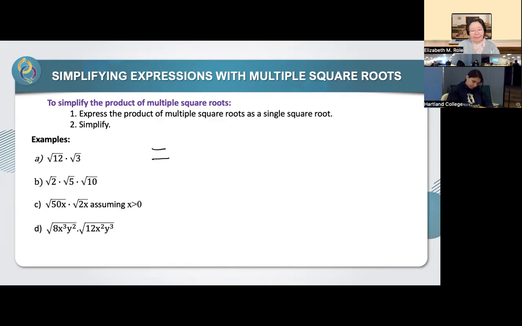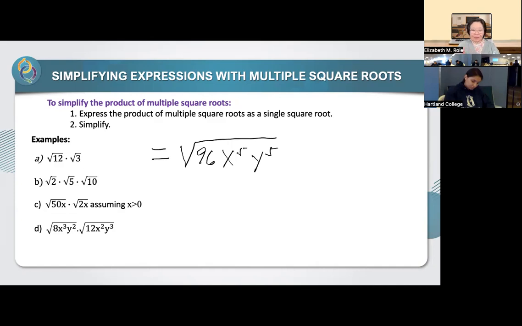Okay, so putting that as a single square root. 8 times 12 is 96, right? Then x to the 5th, then y to the 5th. Now, 96 is a multiple of what two numbers? One of them should be a perfect square. 16 times 6. All right, that's great.